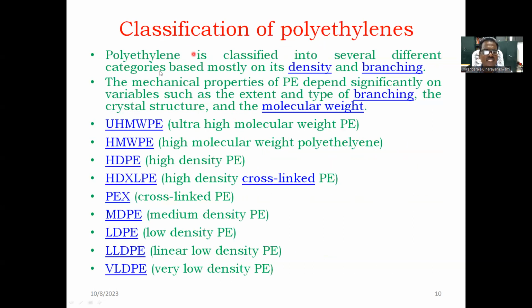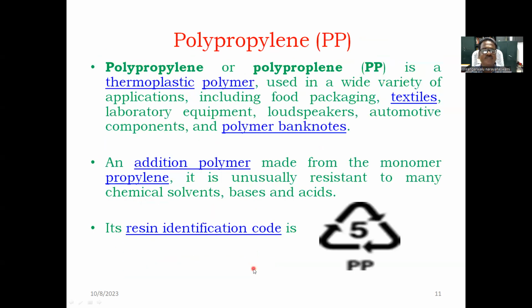Classification of polyethylenes: polyethylene is classified into several categories based mostly on its density and branching. The mechanical properties of polyethylene depend significantly on variables such as the extent and type of branching, the crystal structure, and the molecular weight. The classes are ultra high molecular weight polyethylene, high molecular weight polyethylene, high density polyethylene, high density cross-linked polyethylene, cross-linked polyethylene, medium density polyethylene, low density polyethylene, linear low density polyethylene, and very low density polyethylene.